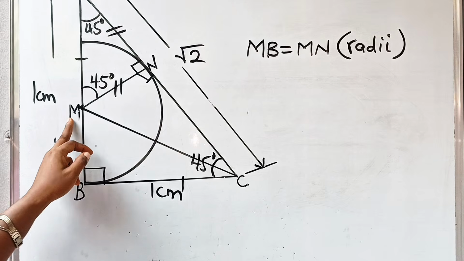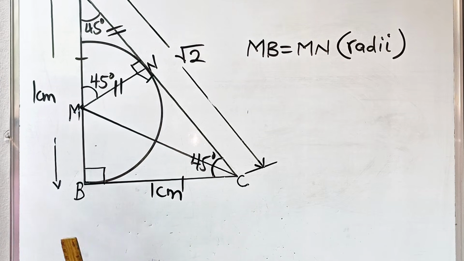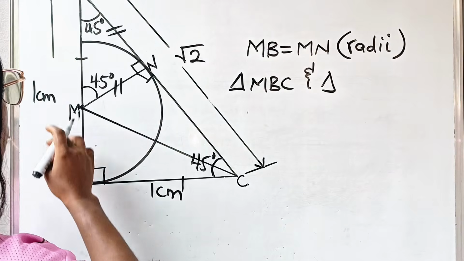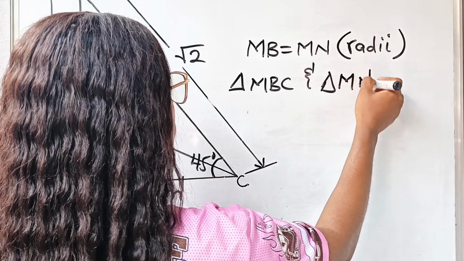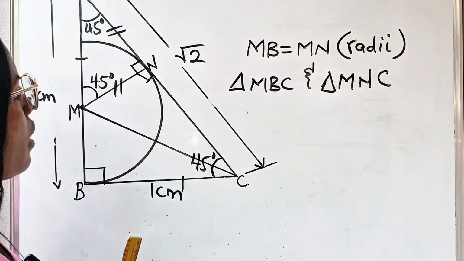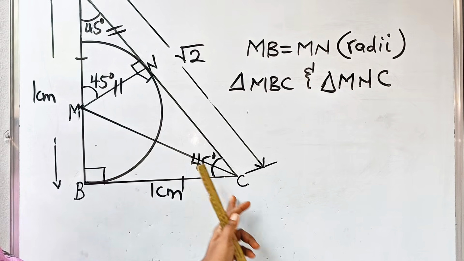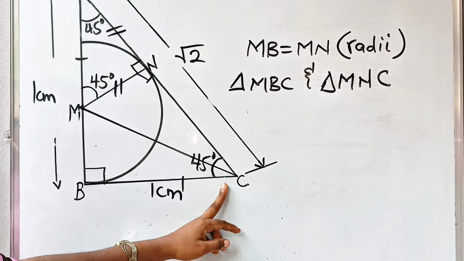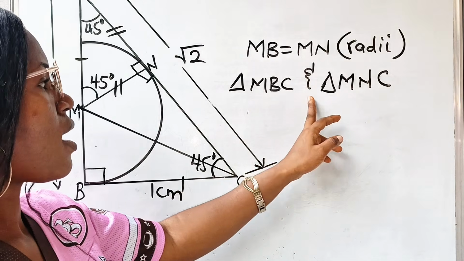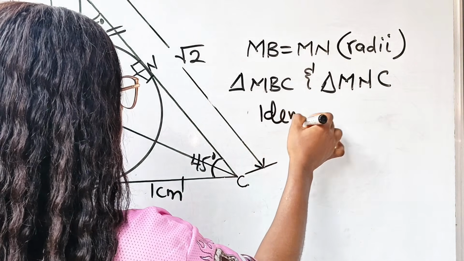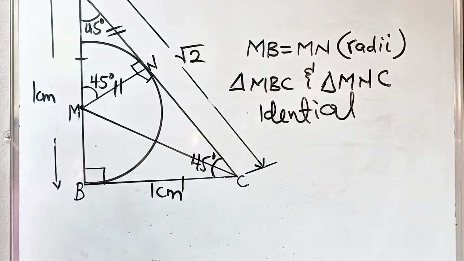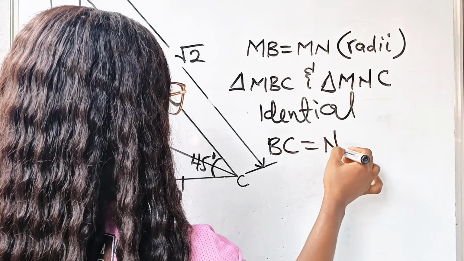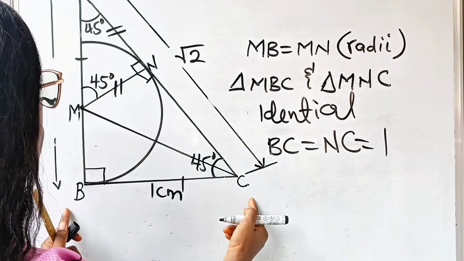All right. Now, MC is common to both triangles. What I'm comparing is triangle MBC and triangle MNC. So you can see that MB is equal to MN, the radii of the circle. Then they have MC as what? The same, right? MC is the same. Now, it simply means that triangle MBC and triangle MNC are identical. And if that is the case, therefore BC should be equal to NC, which is also equal to 1. Since BC is 1, NC is also 1.